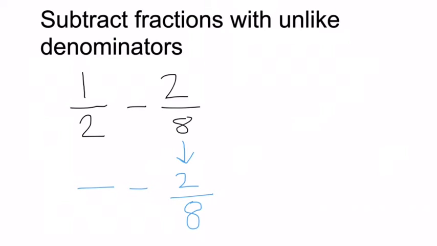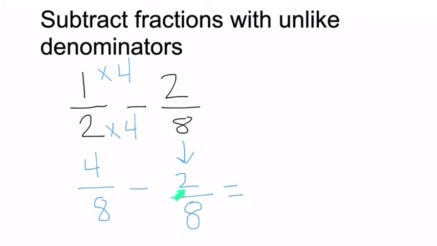If I multiply 2 times 4, and I multiply the numerator by 4 as well, I will have an equivalent fraction that will allow me to subtract. 1 times 4 is 4, that's my new numerator, and 2 times 4 is 8, that is my new denominator. Now I have something I can subtract.